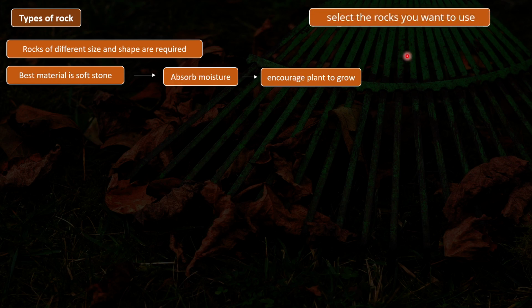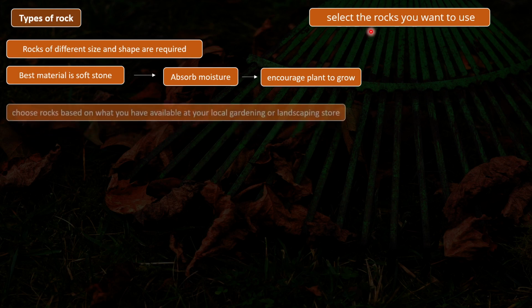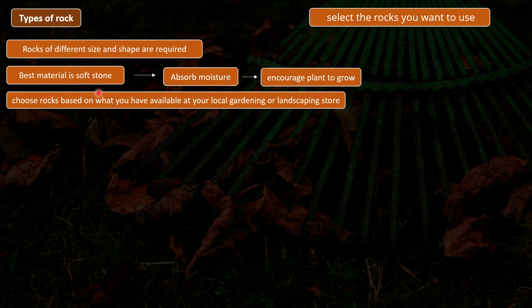So you can select the rocks you want to use in your garden. You have to decide what type, shape, or size of rock you want to use. Choose rocks based on what you have available at your local gardening or landscaping store. Whatever is available in your local area, always choose that. Don't try to go for very exotic things.